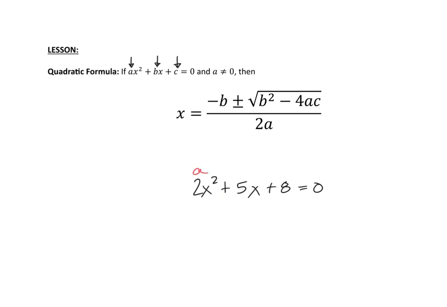So anywhere I see an a up here, so right here and right here, I would plug in a 2. Anywhere I see a b, so here and here, I would plug in a 5. And anywhere I see a c, I would plug in that 8, and then I would work that out. And I'm going to get my solution to the quadratic equation. You might be thinking, why is this helpful? Well, I'll show you that during this video.